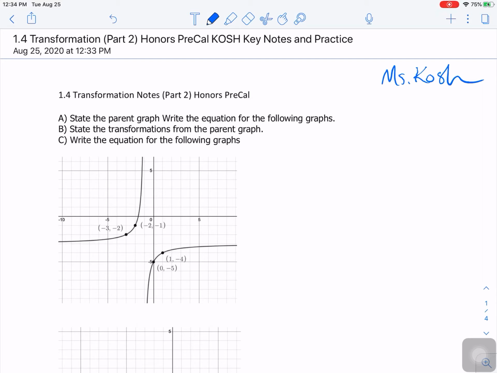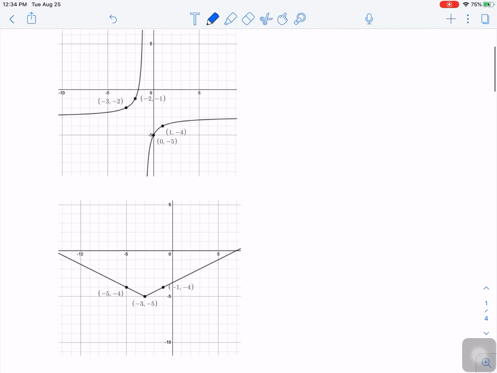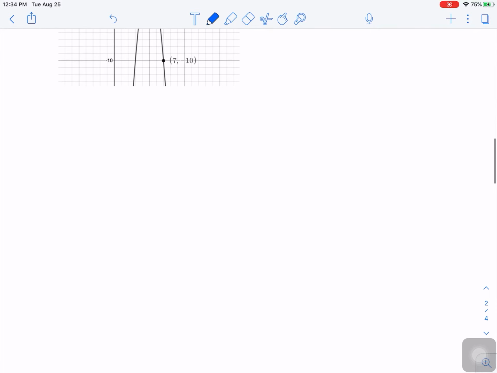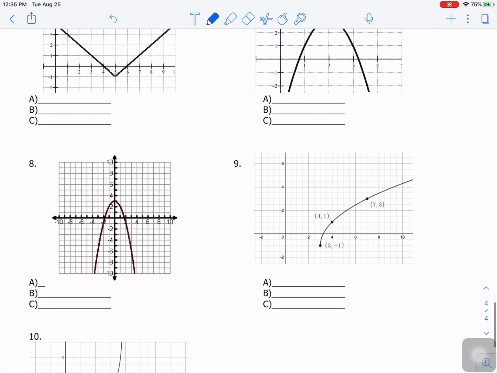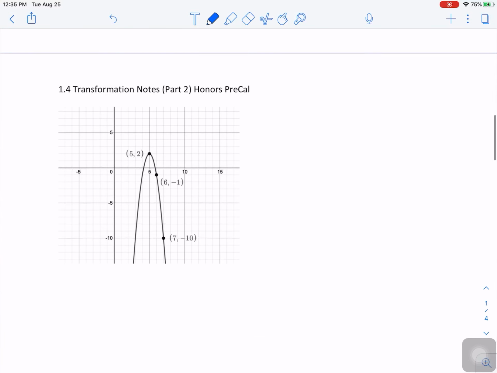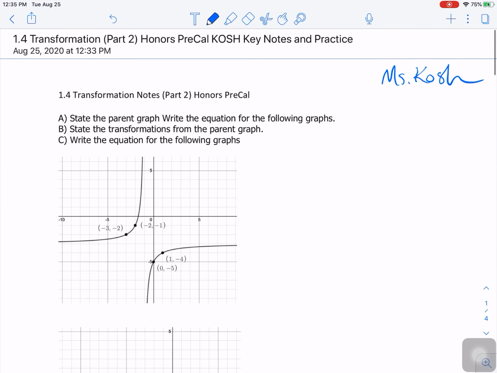I wanted to work through a couple of these transformation problems for you. So I have 3 here that I'd like to do, and then here is the worksheet. I intend to work through the rest of these and post my answer key for you. But let's go ahead and get started.